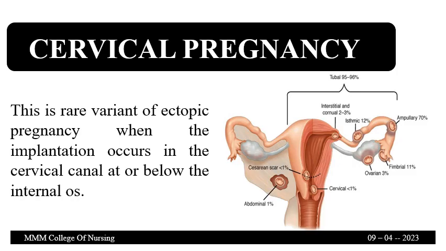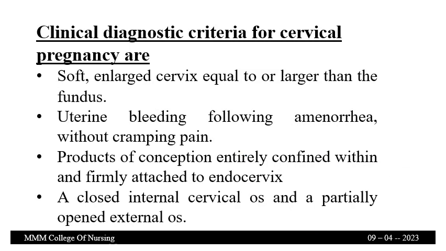The signs and symptoms include the following. There may be painless bleeding and palpation of the cervical mass with distension and thinning of the cervical wall, partial dilatation of the external os, and a slightly enlarged uterine fundus. Clinical diagnostic criteria for cervical pregnancy are soft, enlarged cervix equal to or larger than the fundus, uterine bleeding following amenorrhea without cramping pain, products of conception entirely confined within and firmly attached to the endocervix, a closed internal cervical os and a partially opened external os.